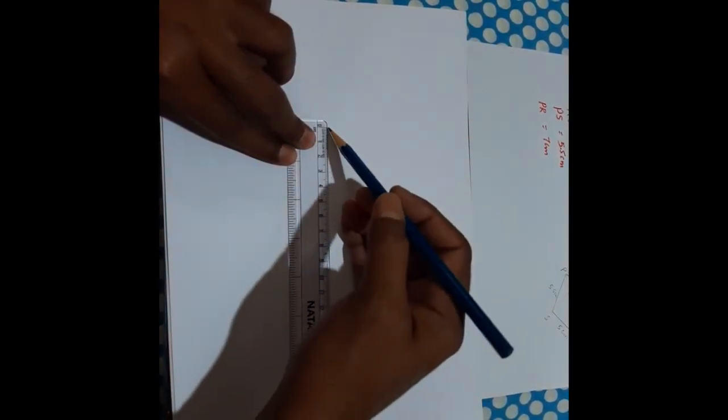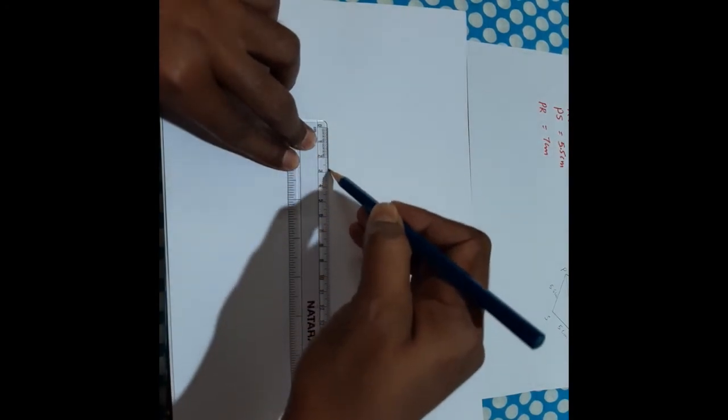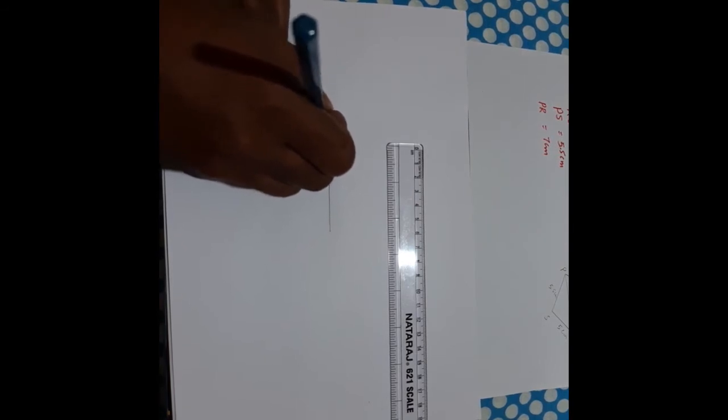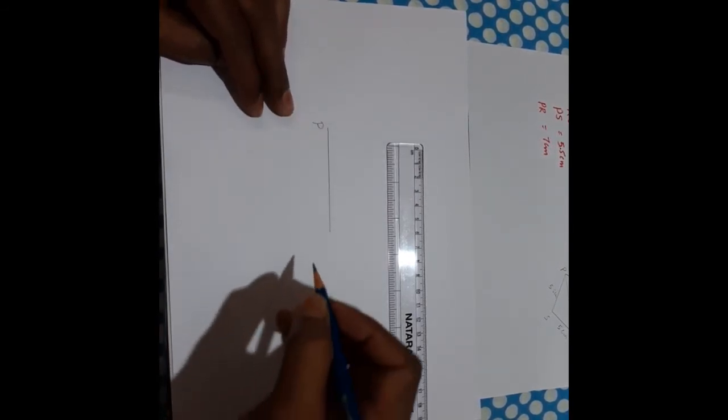First of all you need to construct PR. I am going to construct it on a new page, right, children? So first draw 7 centimeters. Start from 0, right, start from 0. Exactly 7 centimeters. So this is the line segment PR. This is P, and here it is R.